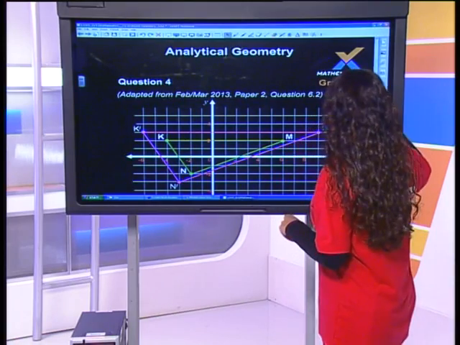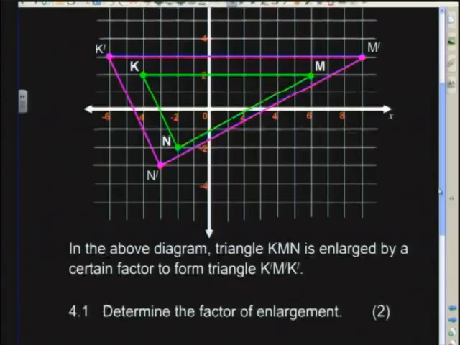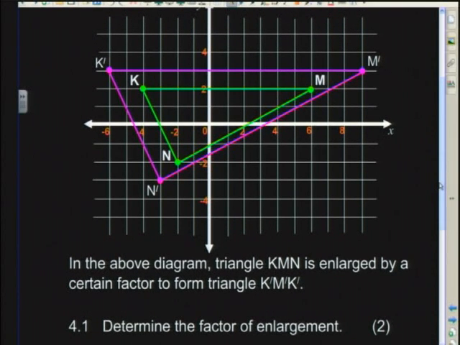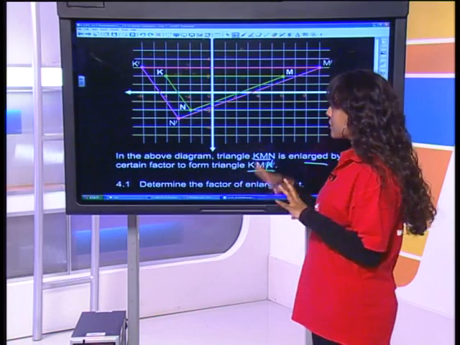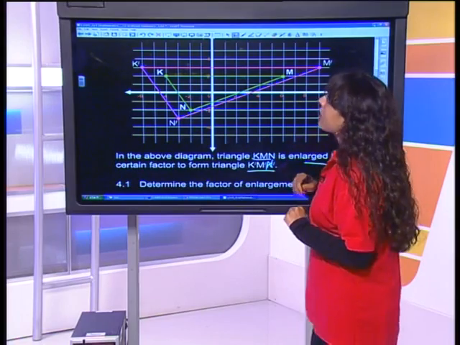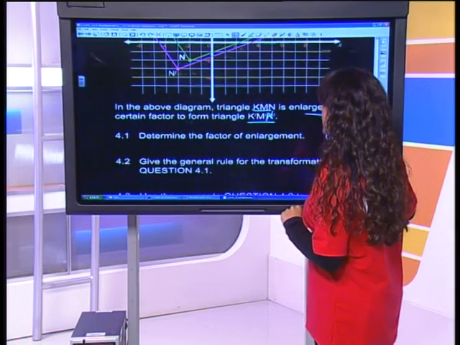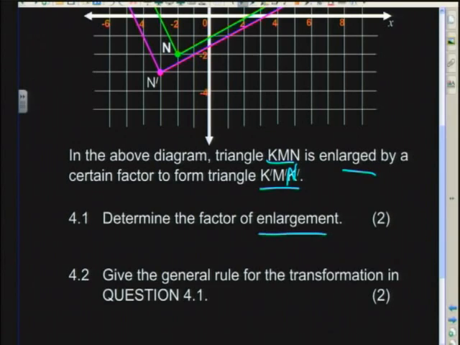All right. So question 4, we are given two triangles, KMN and K prime, M prime, N prime. They tell us that triangle KMN, the one in green that you can see quite nicely, is enlarged by some factor to give you this new triangle K prime, M prime, N prime, in purple. First question says, determine the factor of enlargement.